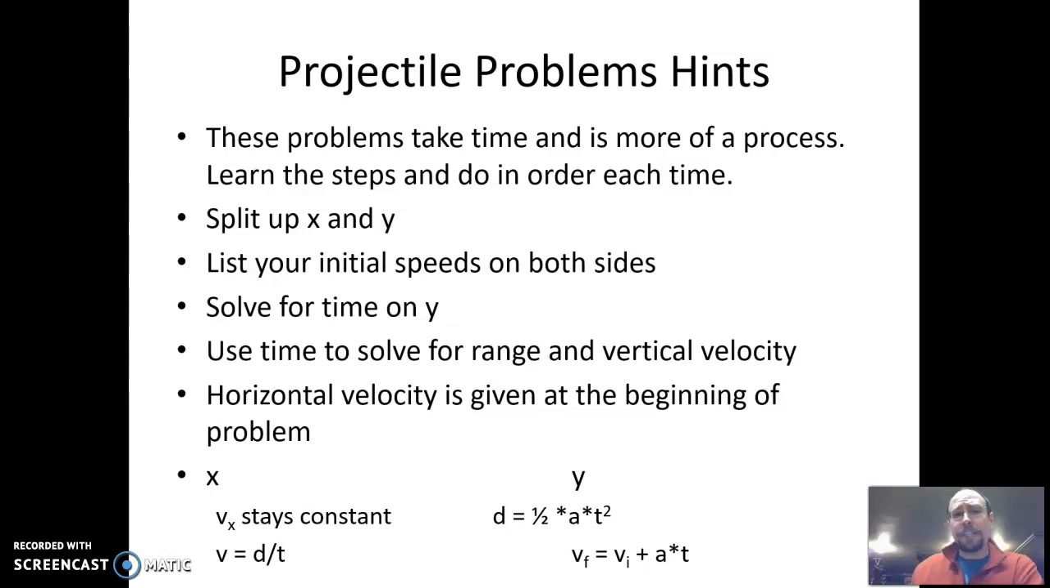Now getting into the tough projectile problems, this is a process and it's really done the same way each time. If you can go through these problems and do it the same way every time, you're just putting in different numbers and calculating different numbers, then you'll be good. But this is where you've got to be able to do it. So some hints. Make sure that you split up your problems, x and y. List your initial speeds on both sides. Solve for time on the y side. Use that time to solve for the range and the vertical velocity. Horizontal velocity is the same as what's given at the beginning of the problem. And you'll end up seeing how it's done.